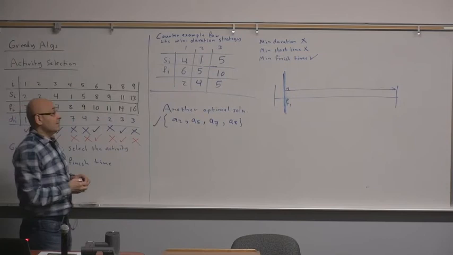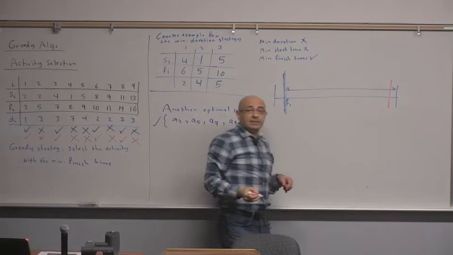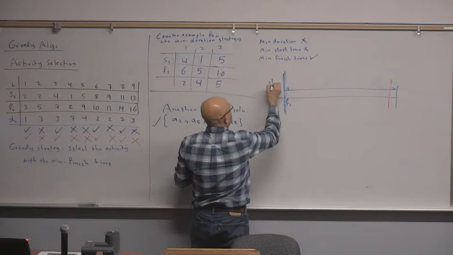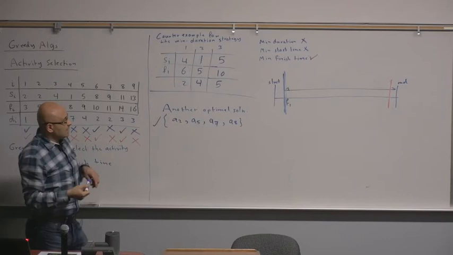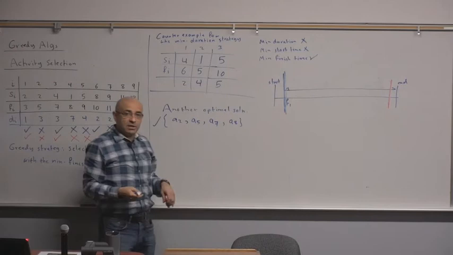What if you do the latest start time? So if you do the latest start time, you are the closest to the end line. So this is the start line. This is start and this is end. Right? So you can think of it with symmetry, or you just traverse the direction. You think of it in the other direction.